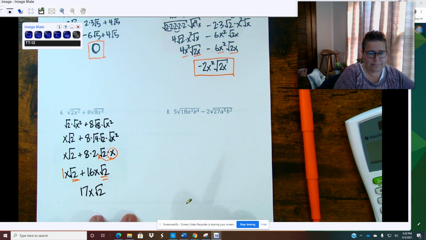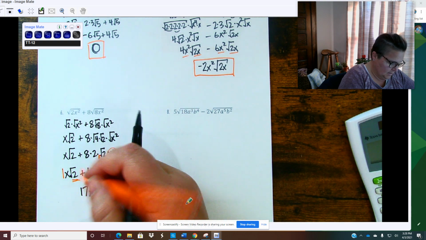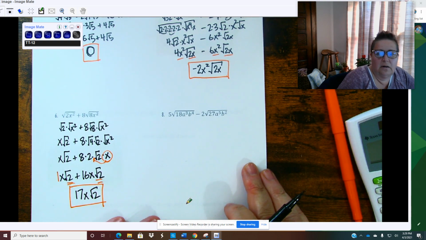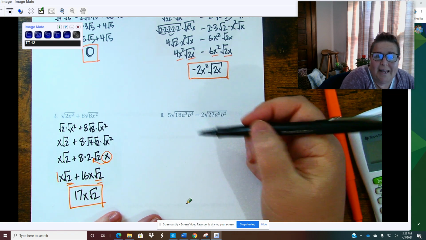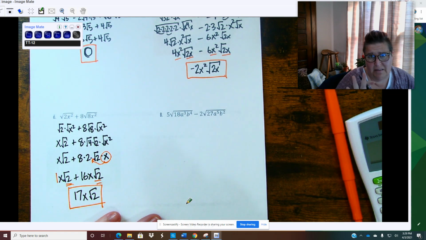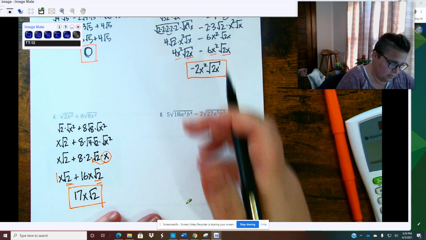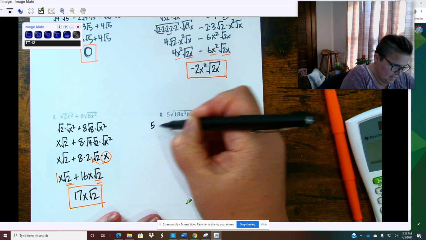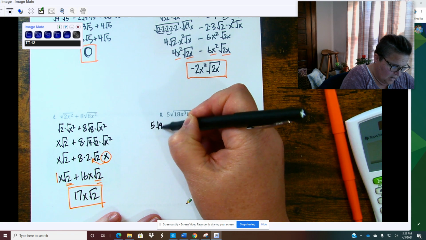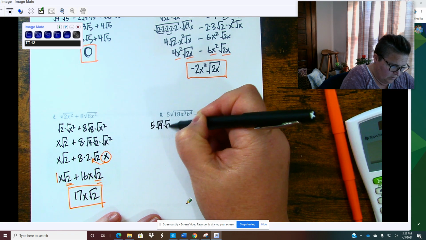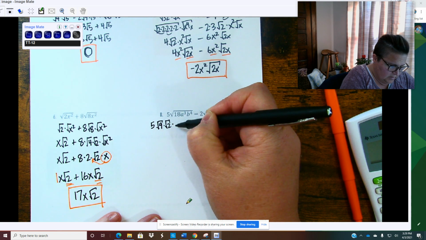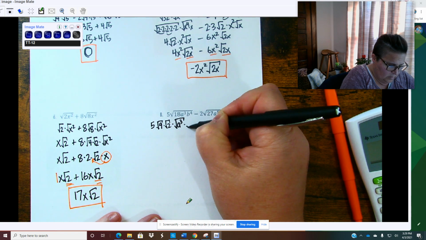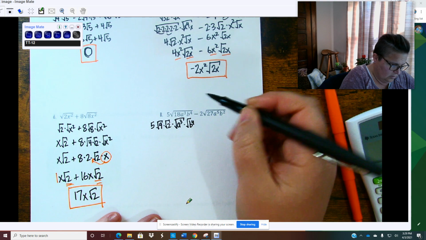Here we go. All right, this last one looks like a little bit of a beast here. Sometimes when they get beastly and long like this, I just sort of split them into 2. So this would be 5 times the square root of 18, which is the square root of 9 times the square root of 2 times the square root of a cubed times the square root of b to the 4th.